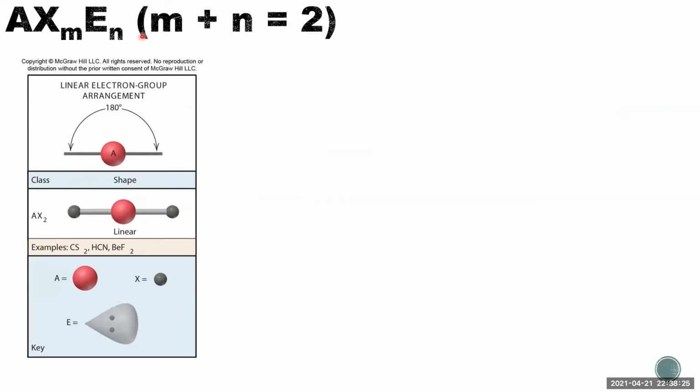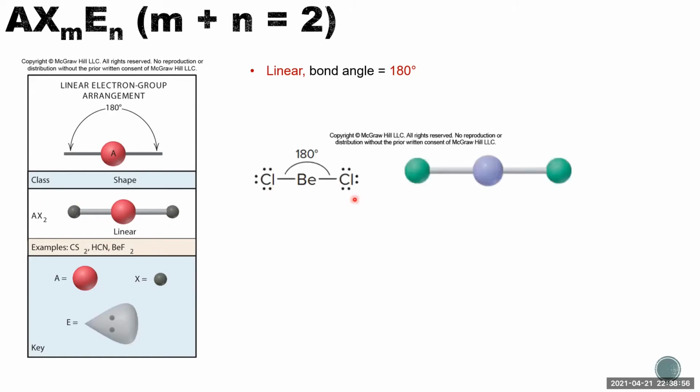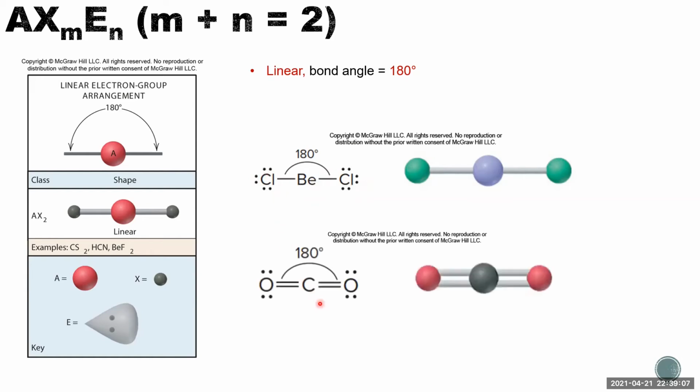So when m plus n equals 2, the shape will be a linear shape. The bond angle will be 180 degrees. In this case, we don't have any electron pairs on the central atom. So even though X may not be the same, it's still the linear shape. A few examples: beryllium chloride, it has 180 degrees. You see, I have the chlorine, beryllium, chlorine, and this is a linear shape, the same as carbon dioxide.